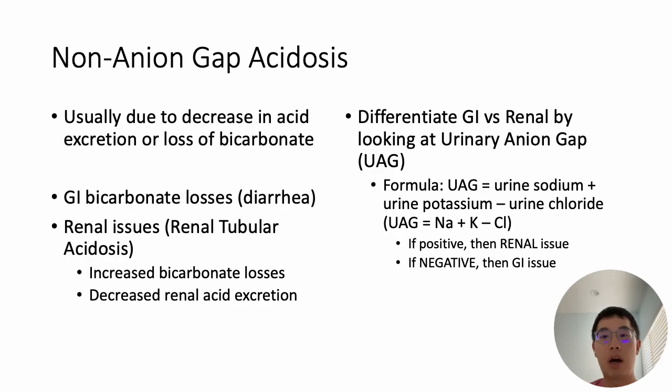When it comes to non-anion gap acidosis, this is usually due to a decrease in acid excretion or a loss of bicarbonate. There are two main causes, either GI losses of bicarbonate or renal issues leading to an acidosis. We can differentiate between renal and GI causes by looking at the equation known as the urinary anion gap, with the formula urine sodium plus urine potassium minus urine chloride. If the result of this equation is positive, then you are looking at a renal issue, but if the result is negative, then you are likely looking at a GI issue.